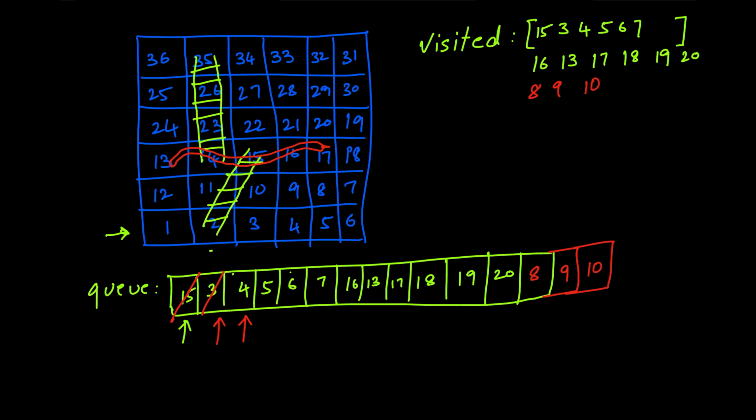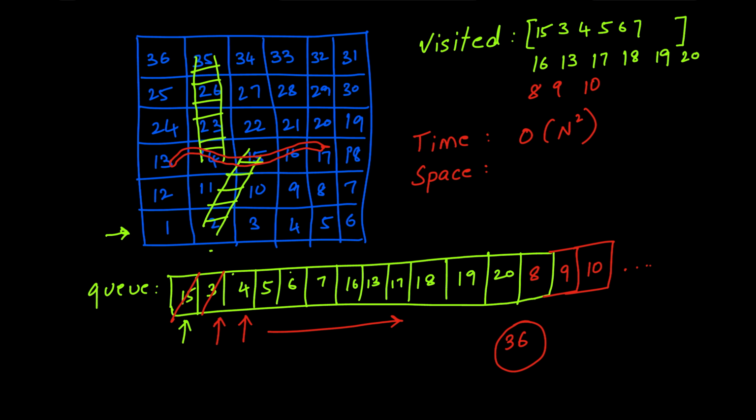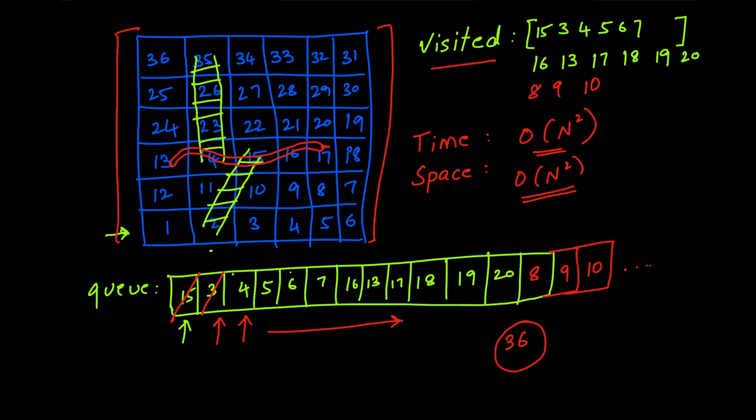Similarly, we continue to iterate through all of the elements in the queue until we reach the last element on the board. With this solution, our time complexity is improved to O of n square, while the space complexity is also O of n square, as we are using two collections, one to store the elements that we will visit next, and the second to store the elements that we have already visited.